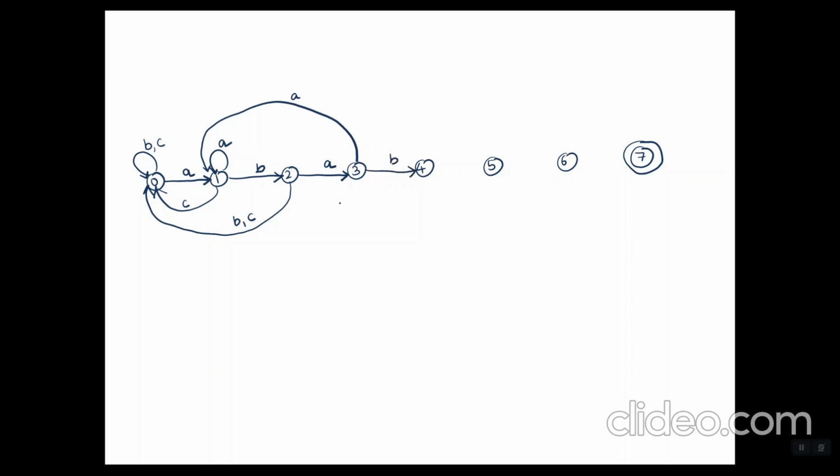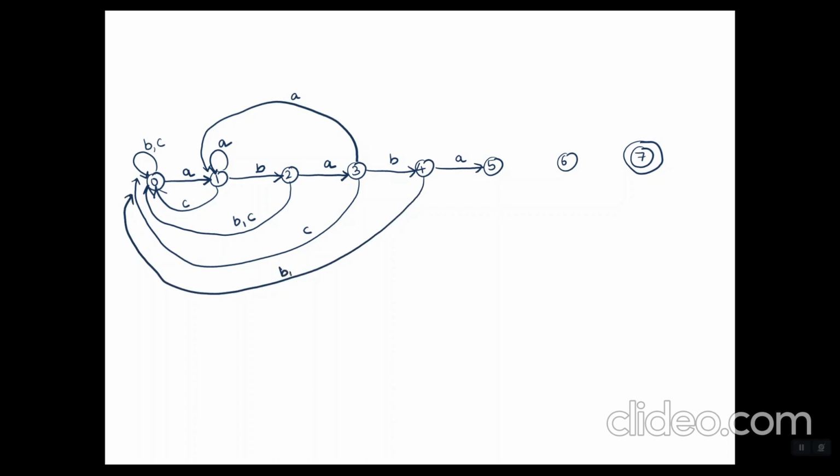State 3 accepts C and goes to 0. State 4 accepts A and goes to 5. State 4 accepts B, C and goes to 0, so from 4 to 0 it accepts the characters B and C. State 5 accepts A and goes to 1. State 5 accepts B and goes to 4, the previous state. State 5 accepts C and goes to 6.